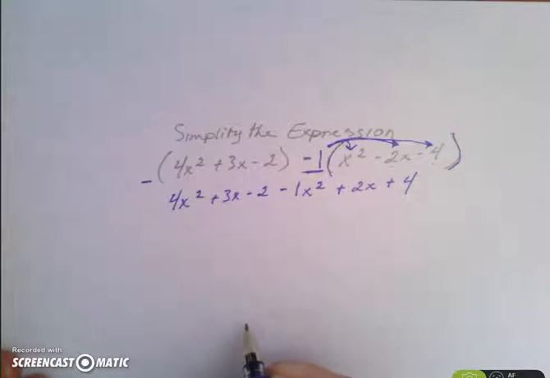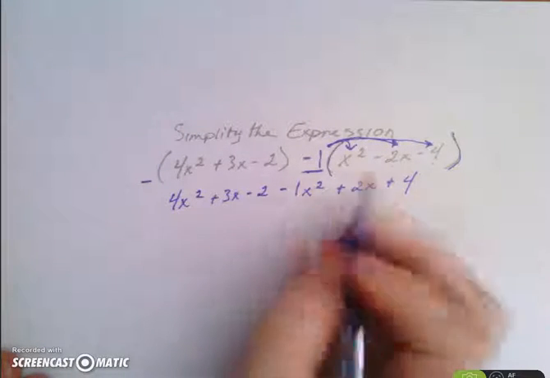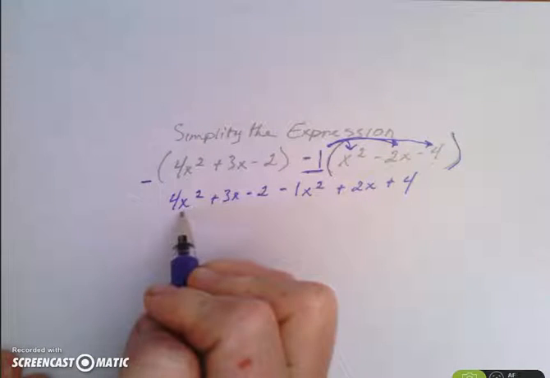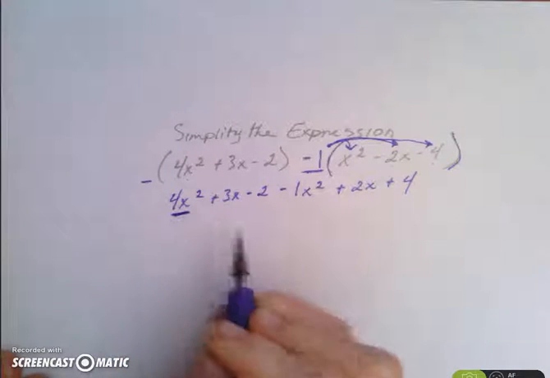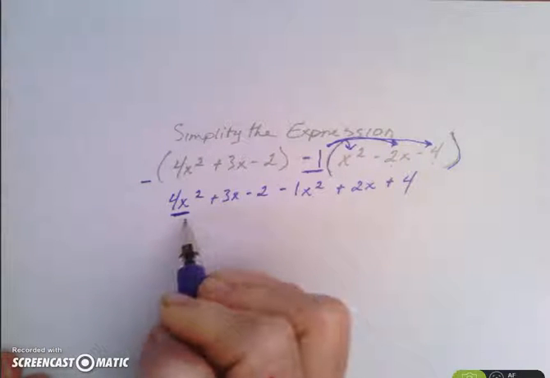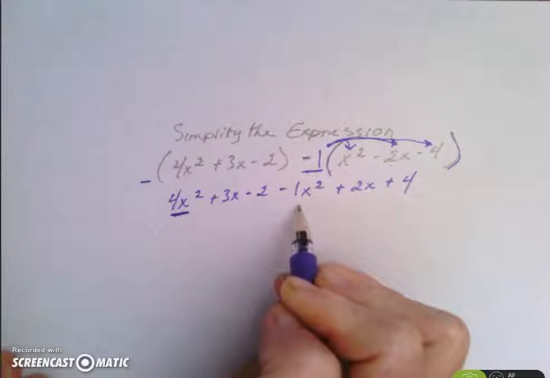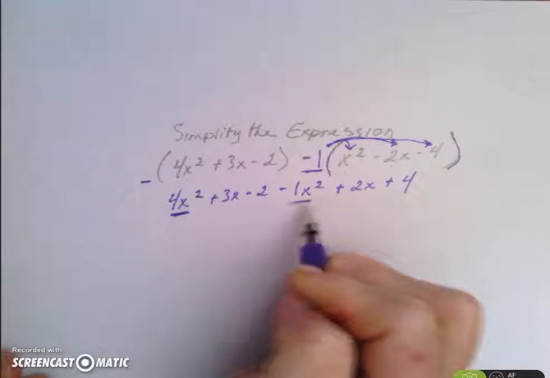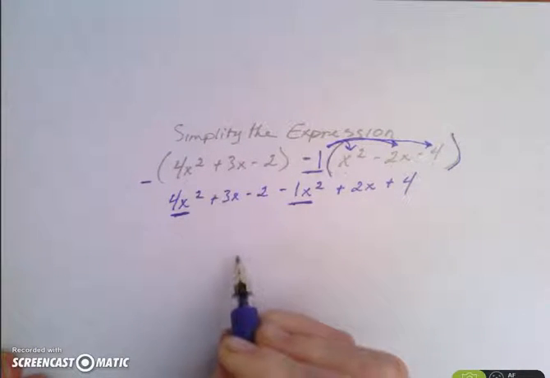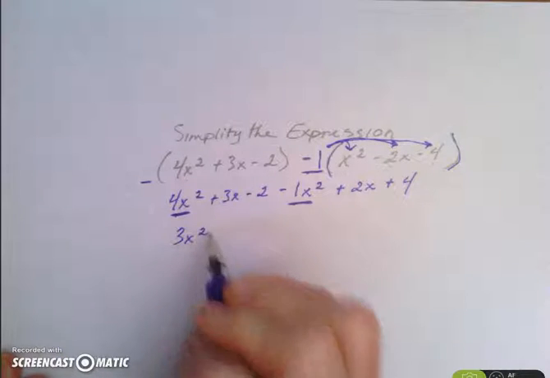Now that the parentheses are removed, we can combine like terms. So we start with the first term in the expression, and we look to see if there's anything that's like x squared, or 4x squared. So we look for another term that has x squared. And there is one, this -x squared. So that means we have 4x squared minus 1x squared, which gives us 3x squared.